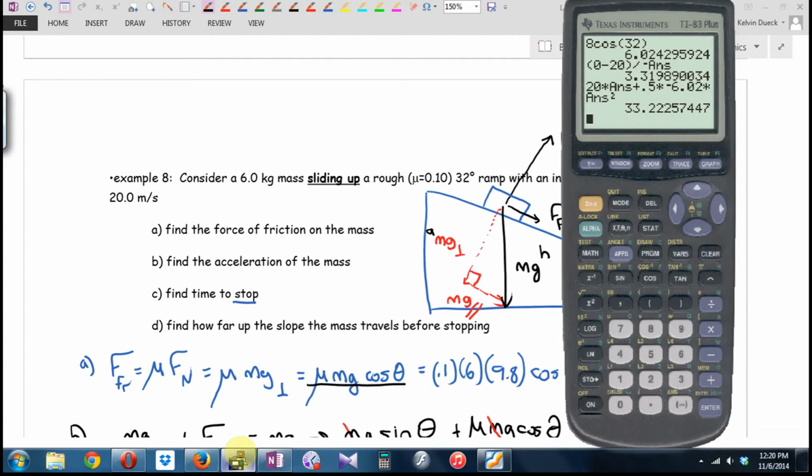You know what? I can actually do that right now. 6 times 9.8 times the sine of 32. I can tell you whether it's going to start to slide back down or not. Is that right, Mr. Dueck? It's going to slide back down. And friction would be pointing in the other direction at 4.99 newtons. I can find the net, I can do all sorts of stuff.